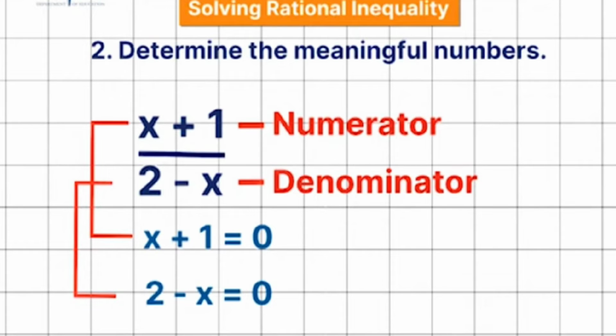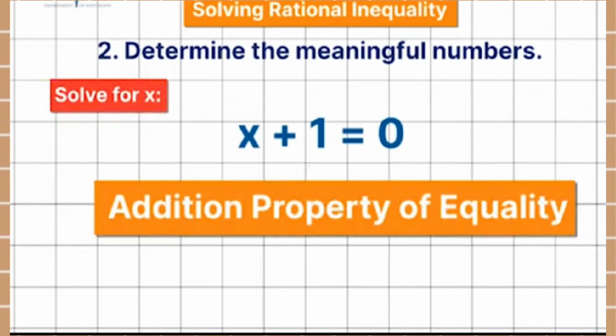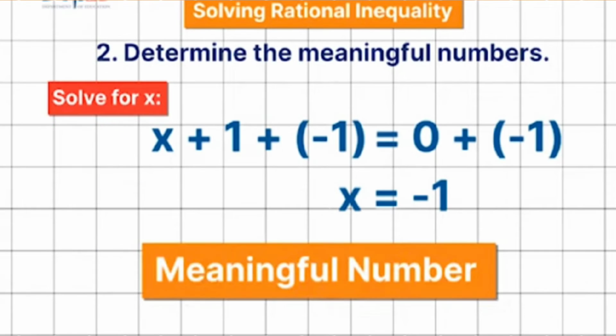The second step is to determine the meaningful numbers. We do this by setting the numerator of the rational expression equal to 0 as well as its denominator. Let us start with the numerator. x plus 1 is equal to 0. To solve for x by the addition property of equality, we add -1 to both sides of the equation. We combine similar terms, and this gives us x equals -1. That's our first meaningful number.